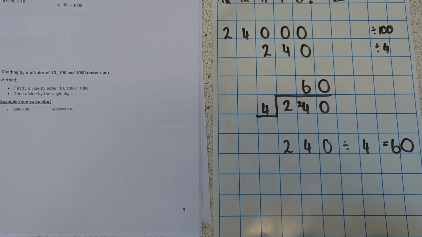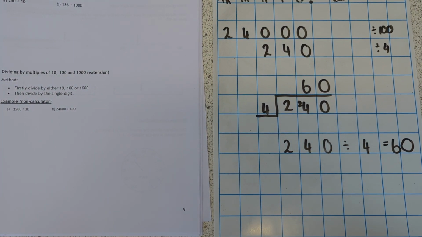Okay, and that is how you divide by 10, 100, 1,000, and multiples of 10, 100, and 1,000.